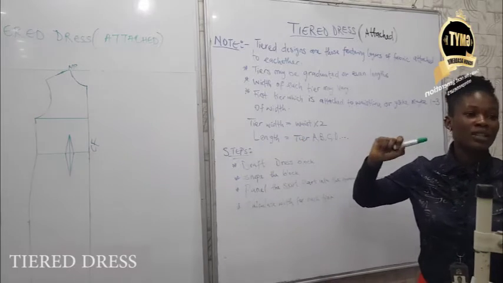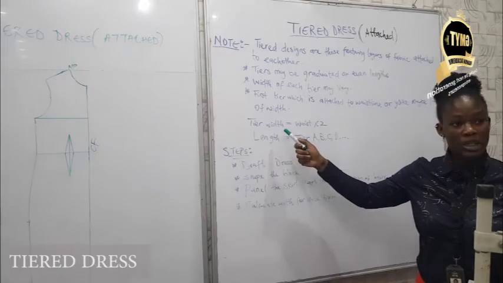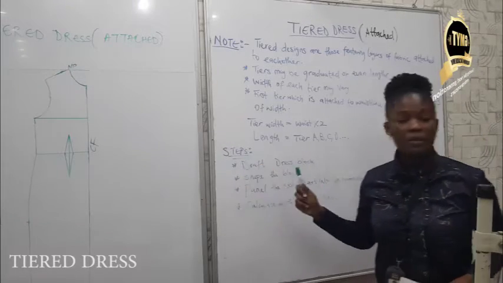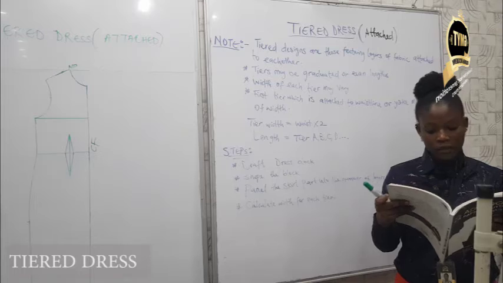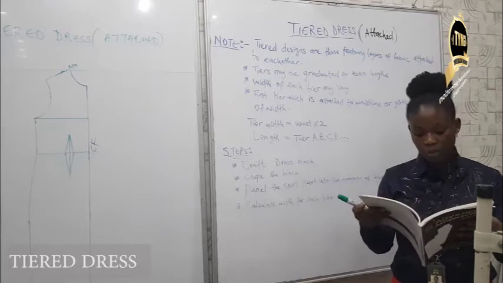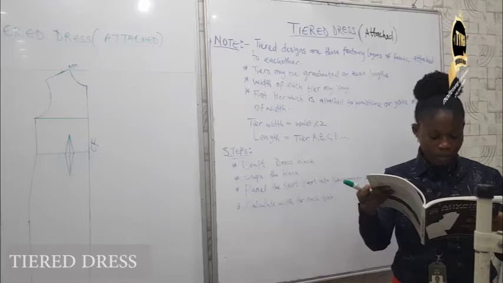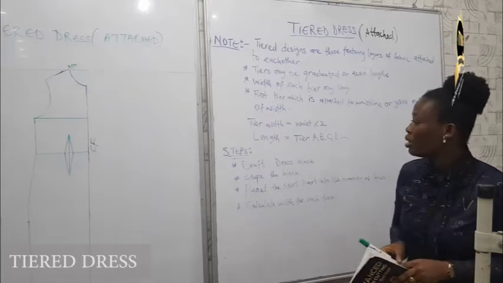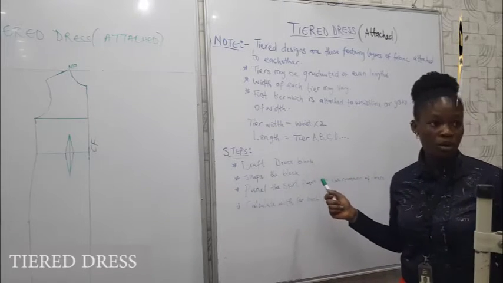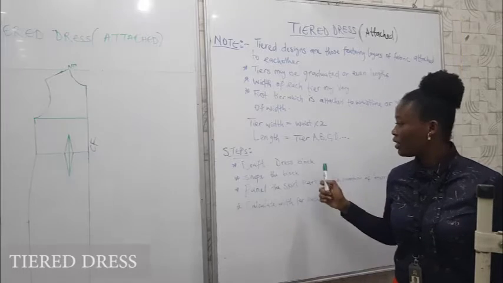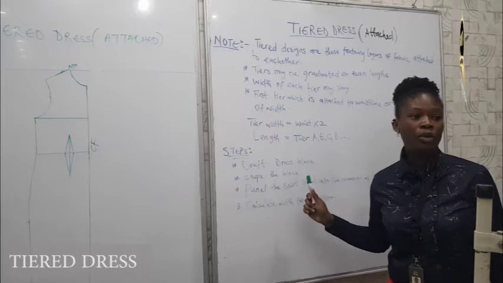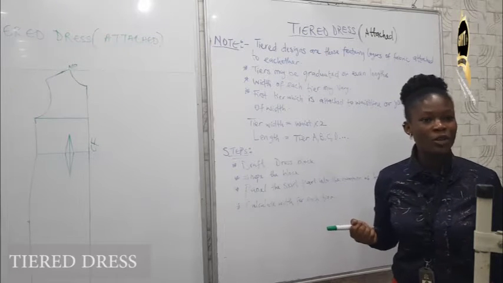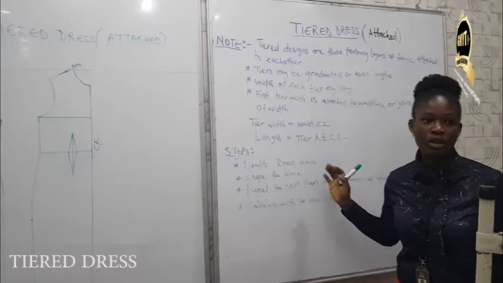Okay, to determine your tier, you need your tier width and your tier length. So the steps needed, if you check your advanced textbook, page 98 and 99, I have the tiered steps there. So you draft your dress block to your desired length. After drafting your dress block, you shape your block to suit you, whether you want it fitted or you want it a bit free. Just shape your dress block.